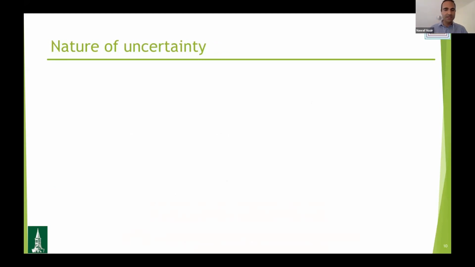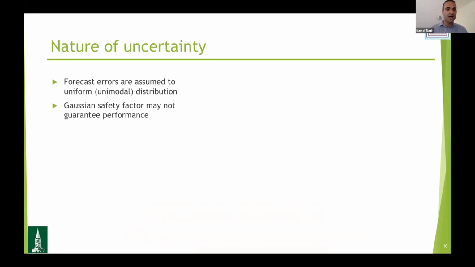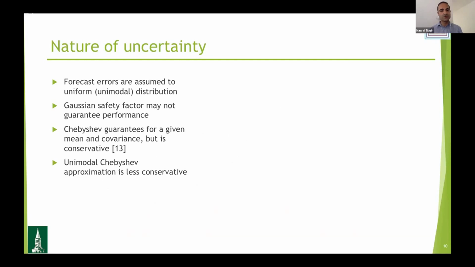Right, so that brings us to the nature of the uncertainty. How do we model the uncertainty? So if we look at the forecast errors, we assume them to be a uniform unimodal distribution, which is a reasonable assumption to make. However, the Gaussian safety factor cannot be used here as it cannot guarantee performance. We can use a Chebyshev approximation, and that will guarantee performance for a given mean and covariance, but it's very conservative. Instead, we use a unimodal Chebyshev approximation, which is less conservative, as we use the additional information of having a unimodal distribution.